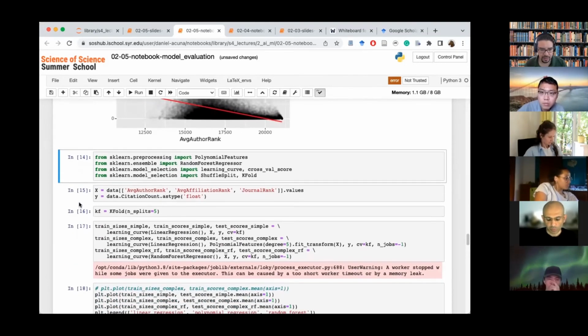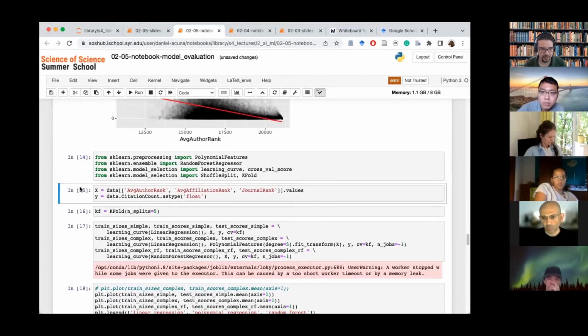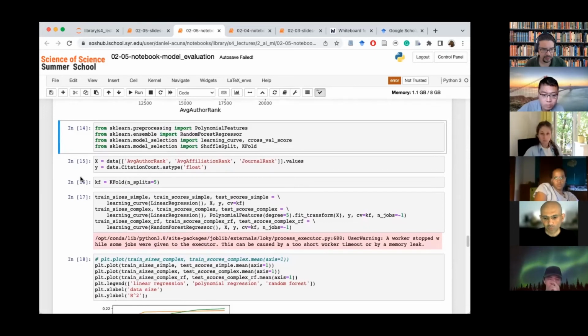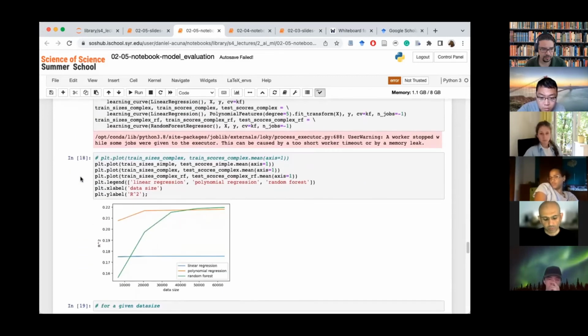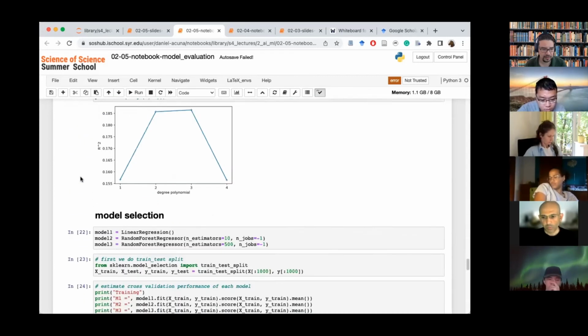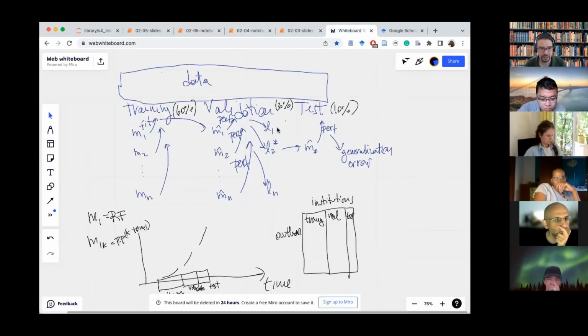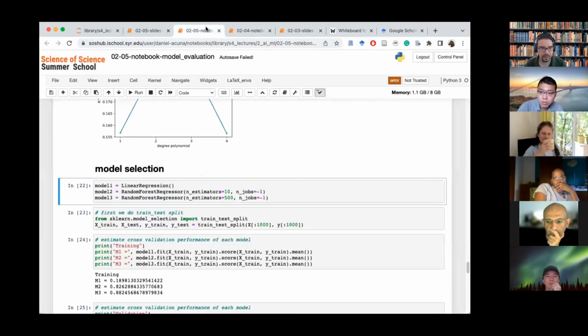But now let's do this properly. I've been talking about how to do this properly, and this is how I will do it. So I will have my list of models. I'm going to go back to the whiteboard. I have the list of models that I want to try.